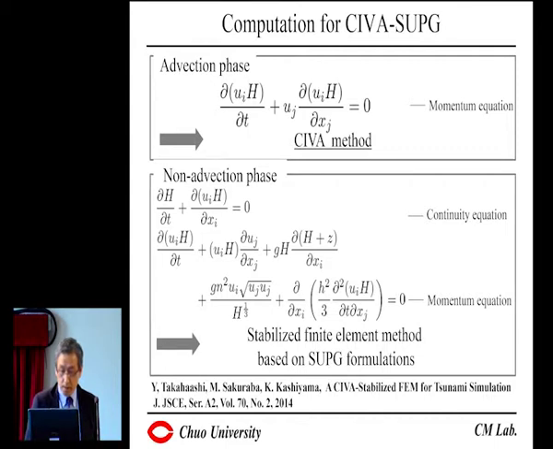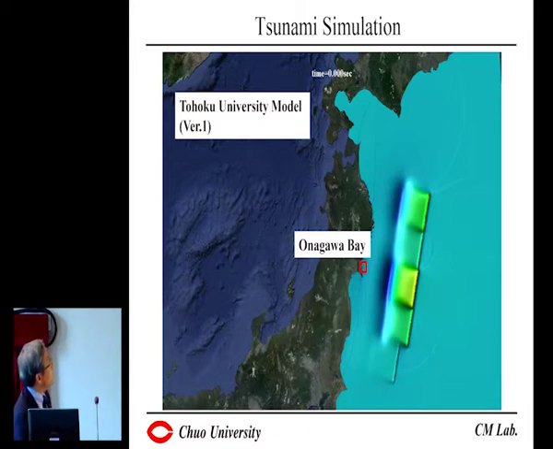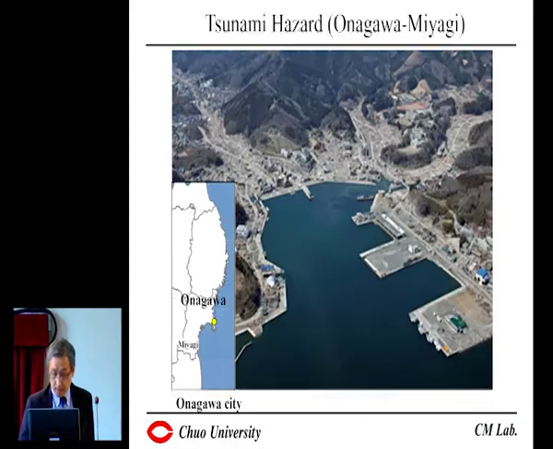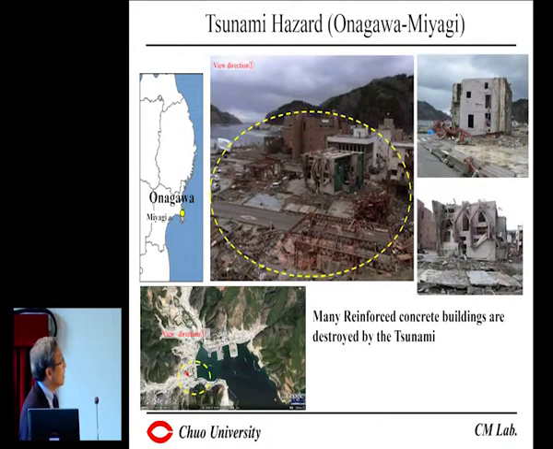And so we focus on the Onagawa Bay area. And this is Onagawa Bay after the tsunami waves arrived. Many reinforced concrete buildings were destroyed by the tsunami at Onagawa Bay. And this is a zoomed up picture of Onagawa Bay. And now the tsunami attacked the Onagawa area. So from this figure, you can see the tsunami repeats diffraction and refraction like this.